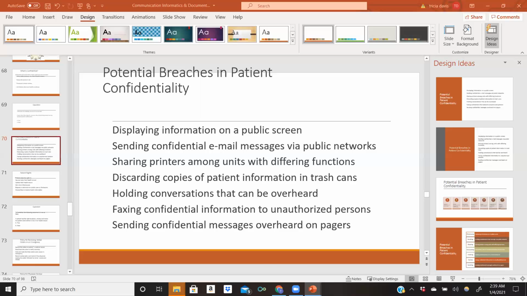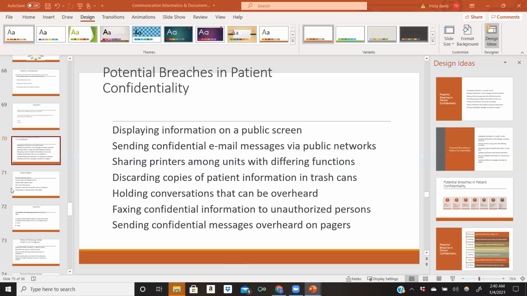You want to make sure whatever you're faxing is confidential and it only goes to the intended person. You want to make sure that you have authorization to fax that information. And before you actually transmit the fax, you want to verify the fax number and that the recipient is authorized to receive that confidential information. And then sending confidential messages overheard on pagers.